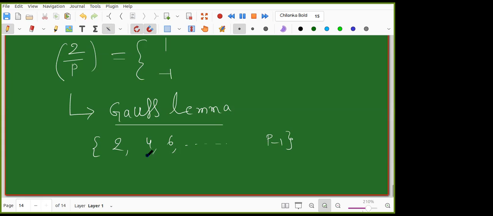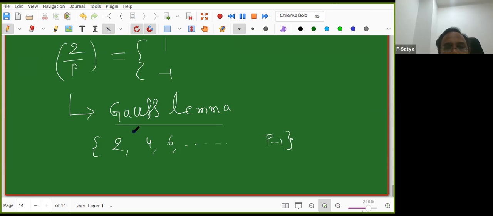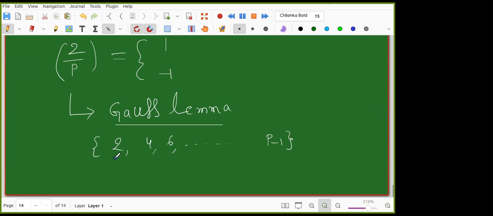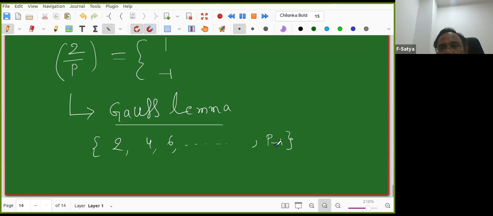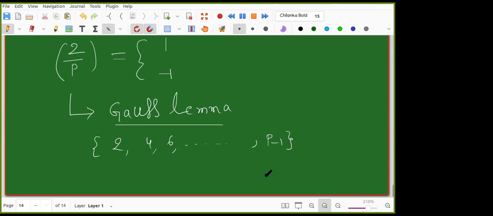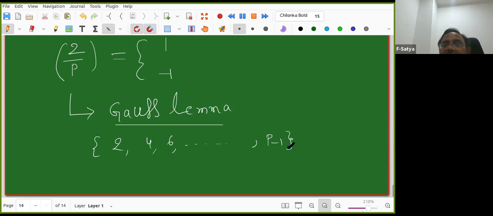Excuse me, sir. Why did you say that we don't need to find the remainders? They'll all be small. Good question. So you tell me, sir, if I divide 2 by p, what is the remainder I'll get? You'll get 2, 4, 6, up to p minus 1. If I divide it by p, what is the remainder I'll get? So all of them I'll get the same remainders. Already they are all less than p.